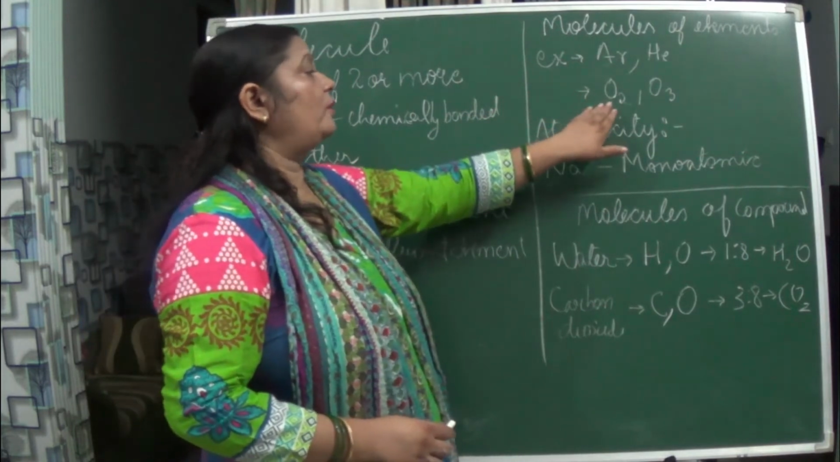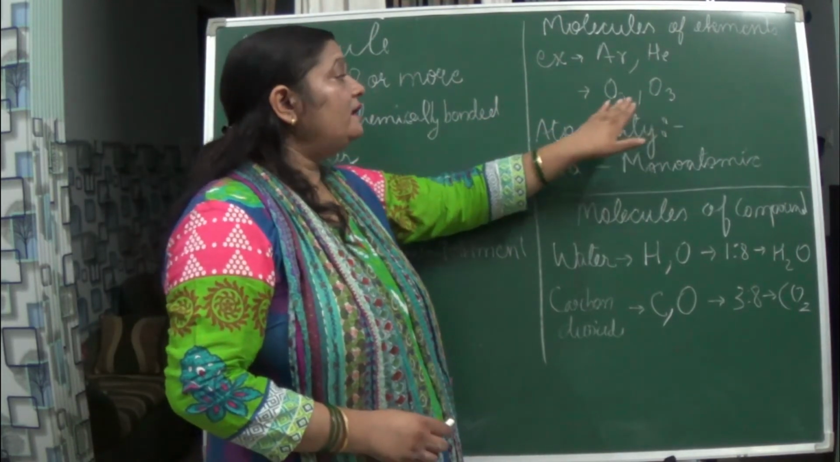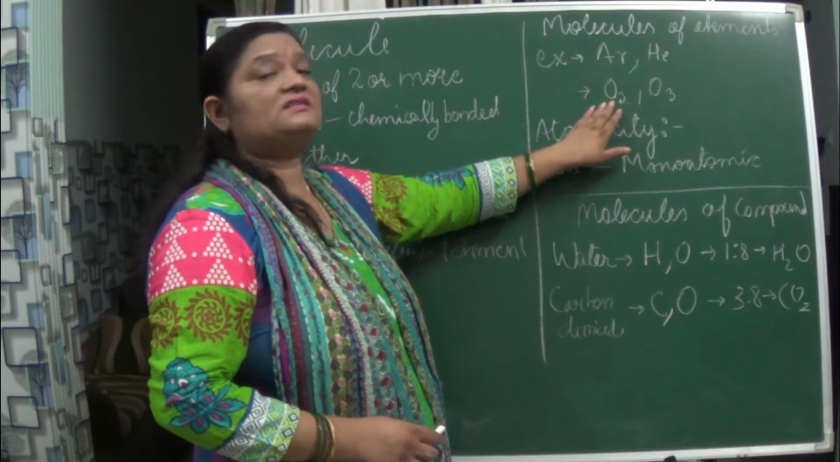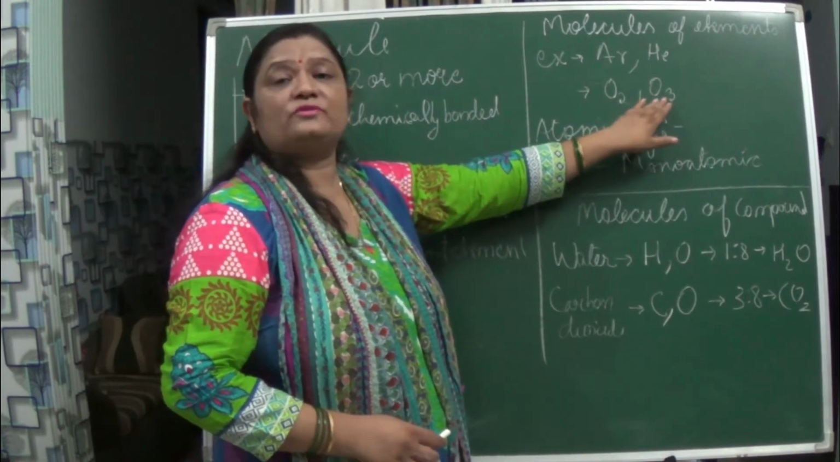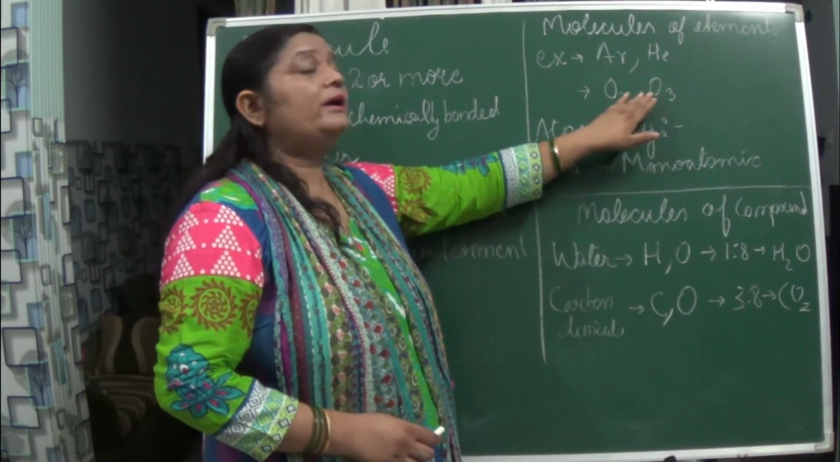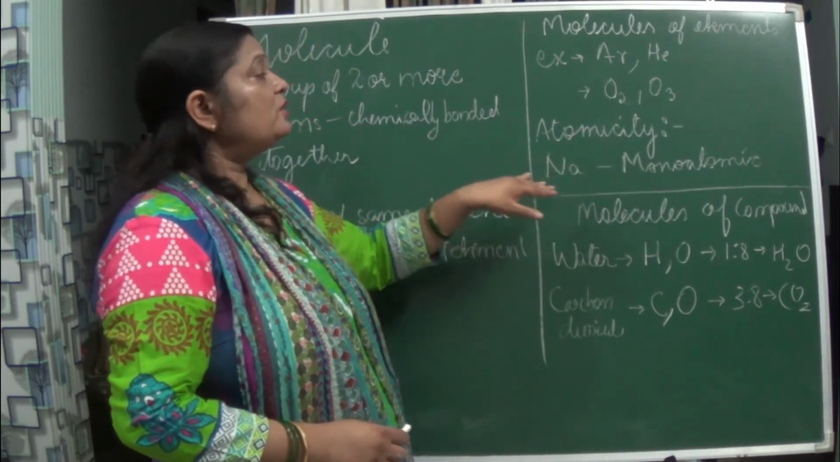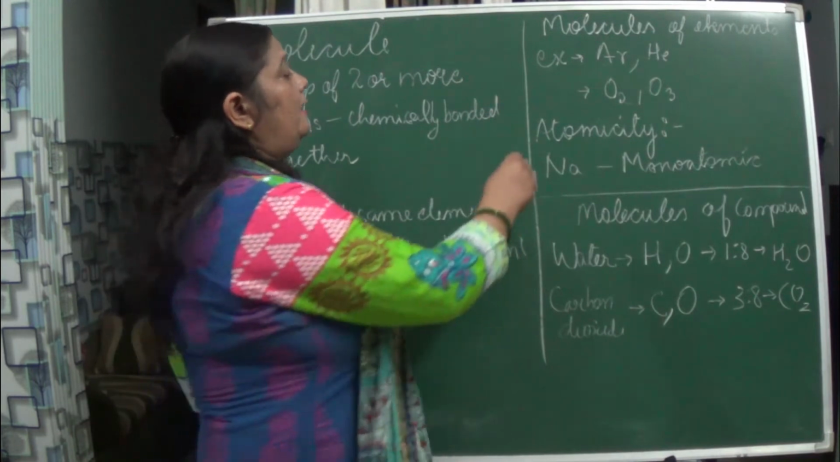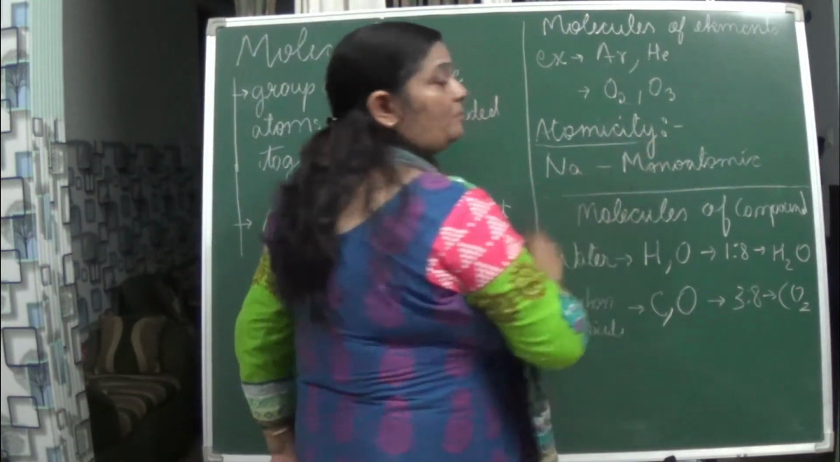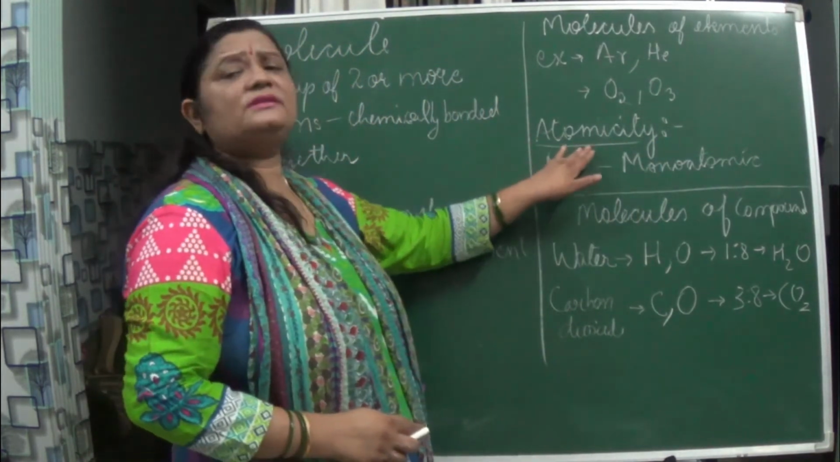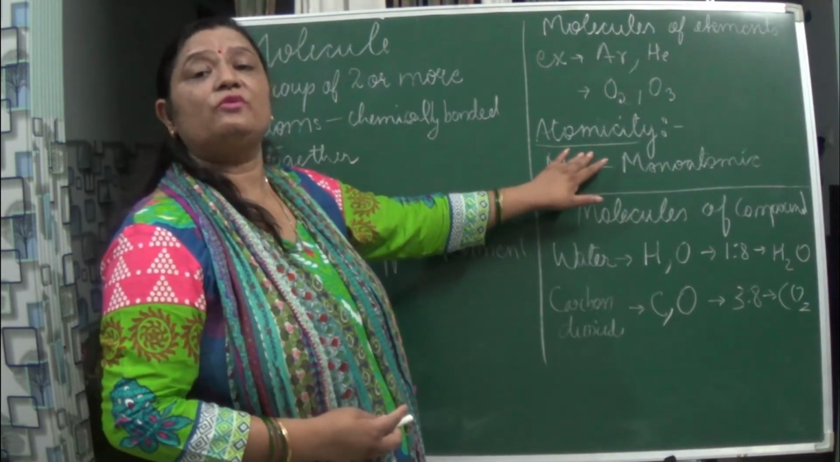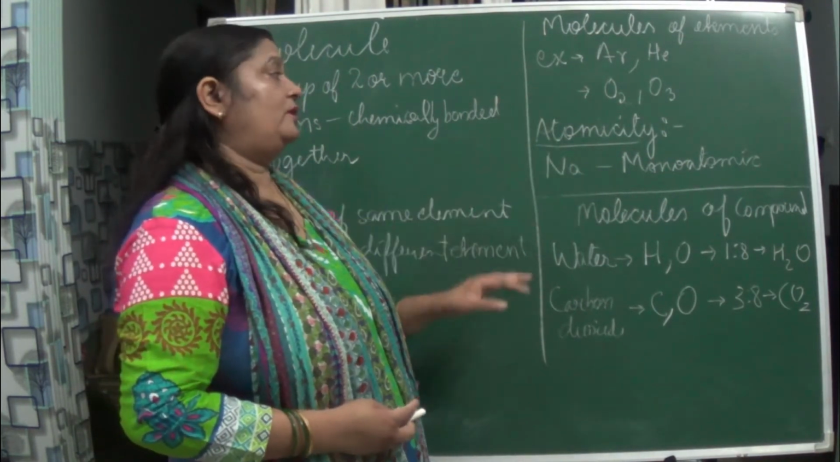Here you can see O2, O3. Here two atoms of oxygen have combined together, and here three atoms of oxygen have combined together to form ozone, and two have combined to form O2, okay. So here a term comes, which term? Atomicity. Actually atomicity is the number of atoms involved in the formation of that molecule, okay.